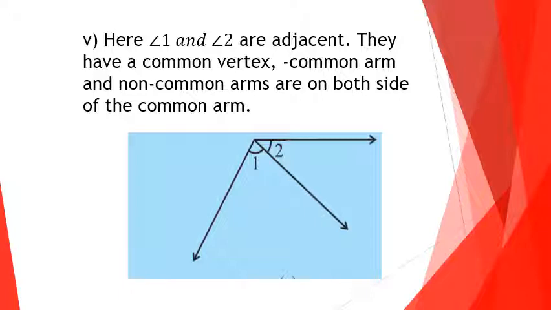Now we can see how to write the answer of this one. Here angle 1 and angle 2 are adjacent because they have common vertex, common arm, and non-common arms are on both sides of the common arm.